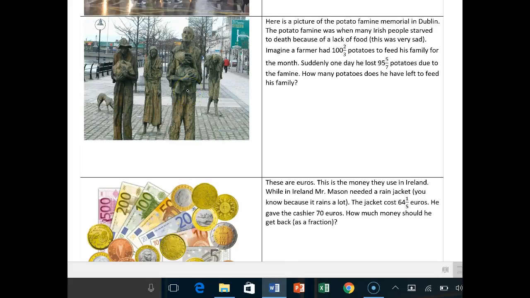Here's a picture of the Potato Famine Memorial in Dublin. The Potato Famine was when many Irish people starved to death because of lack of food. This was very, very sad. Imagine a farmer had 100 2/3 potatoes to feed his family for the month. Suddenly, one day, he lost 95 5/7 potatoes due to the famine. How many potatoes does he have left to feed his family? So what he has left would be 100 2/3 minus 95 5/7. And again, I'll let you use your reference sheets there to figure that out.